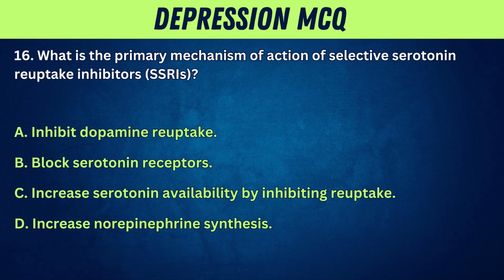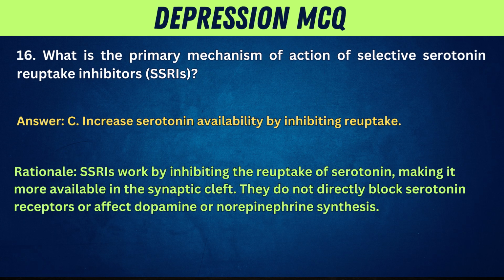16. What is the primary mechanism of action of selective serotonin reuptake inhibitors, SSRIs? A. Inhibit dopamine reuptake. B. Block serotonin receptors. C. Increase serotonin availability by inhibiting reuptake. D. Increase norepinephrine synthesis. Answer: C.